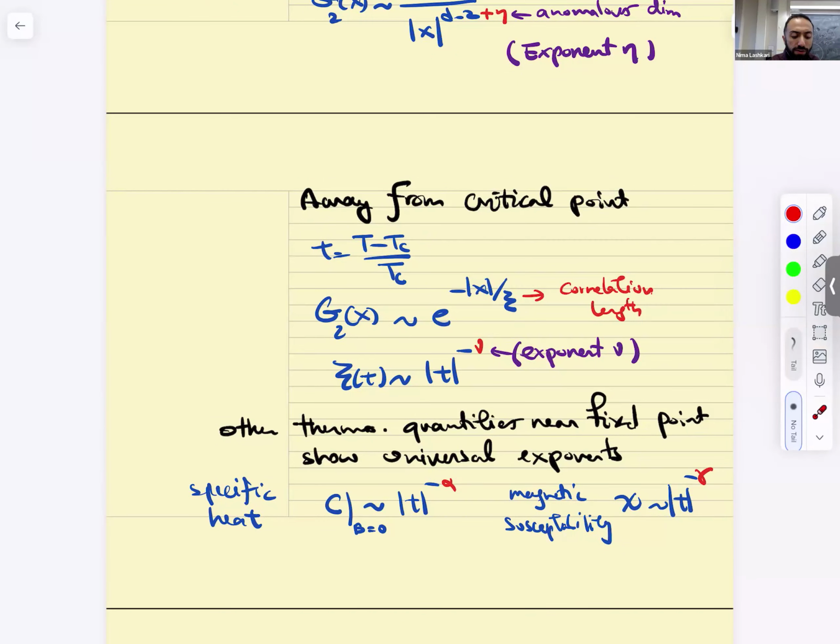There were all sorts of other thermodynamic quantities near fixed points that show universal exponents. For example, the specific heat at zero external field or the magnetic susceptibility. So this was early 20th century. People were discovering that near criticality, systems show these critical exponents that were universal, right? Quantum field theory, RG flow explained this.